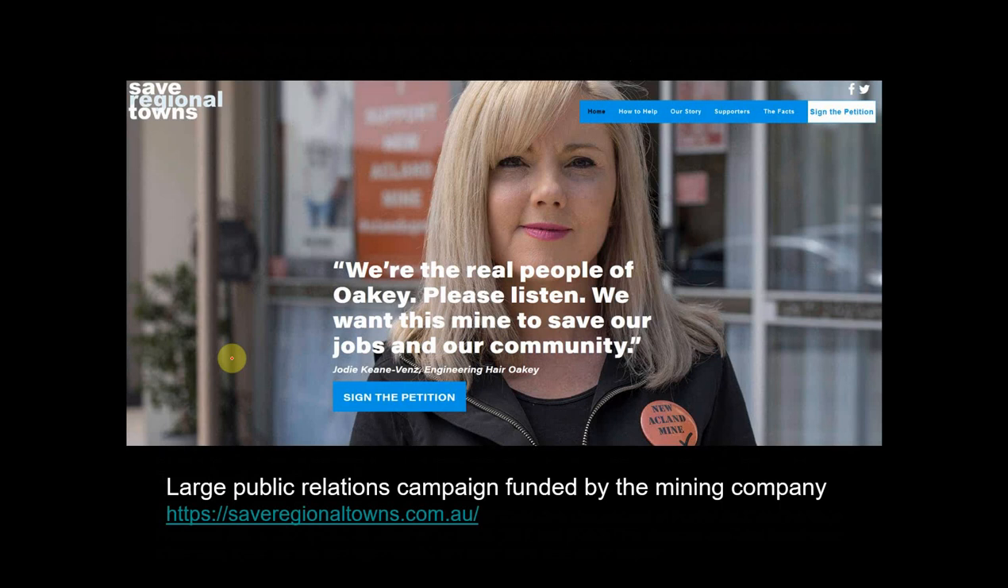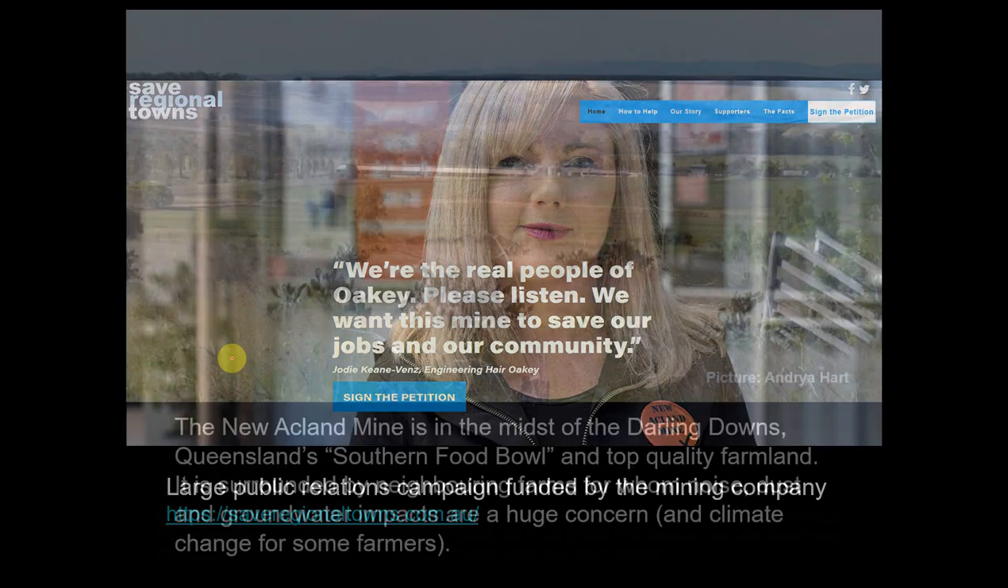So there's a large public relations campaign funded by the company. It also makes significant political donations, and those things are legal within our system, and it's legal to run your own PR campaign. If you want to look at that, you can go to saveregionaltowns.com. It's been a big component of recent state and federal elections, this campaign run by the mining company to essentially promote political support for its mining operations, because of the controversy within the community about the damage to farmland, and then also aspects of the community that support the mine, that are working at the mine or have jobs associated with it. So a public relations campaign like this and political donations are lawful within our legal system.